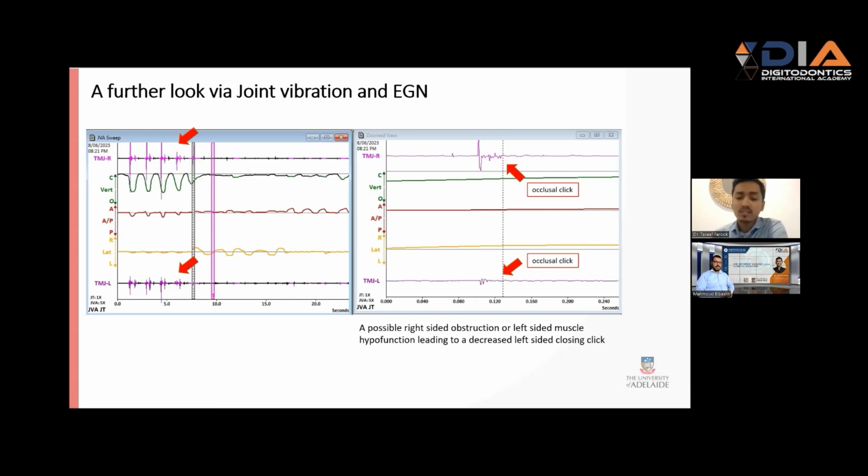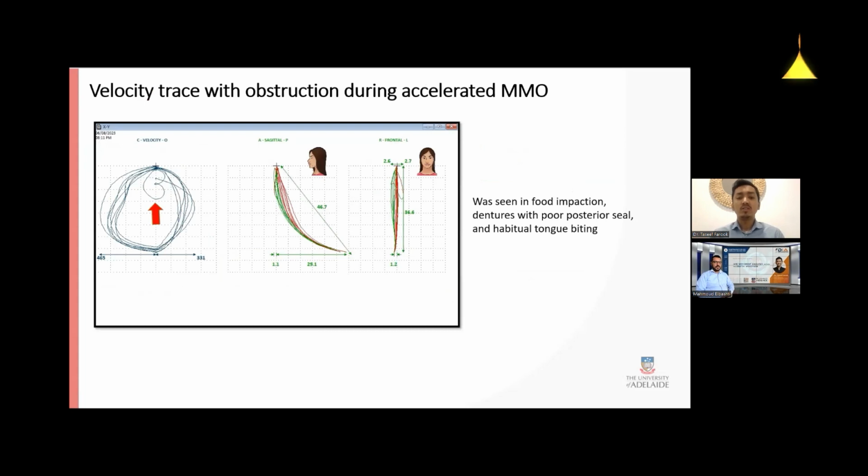Now, one possible reason for this is a possible right-sided obstruction or left-sided muscle hypofunction leading to a decreased left-sided closing click, meaning that the person cannot exert enough force on the left side, which, if not addressed, will lead to the person preferring to chew using the right side more because they have more control over this, leading to an aggravation of this problem. And you can see right here that velocity tracing can help in the matter.